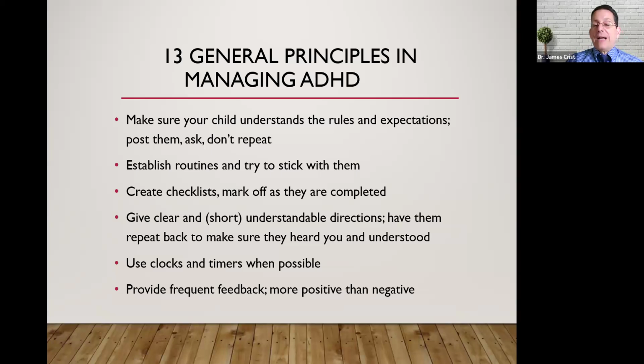Provide frequent feedback, more positive than negative. One rule of thumb that I've heard before is to try to aim for about 5 times as many positive comments as negative when it comes to parenting kids, because the negatives really do a lot of damage. The negatives often have more impact. So the kids are more likely to remember the negatives than the positives. So you really want to go with the positives.